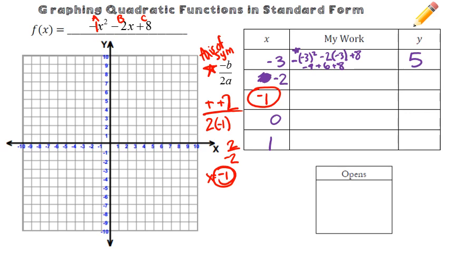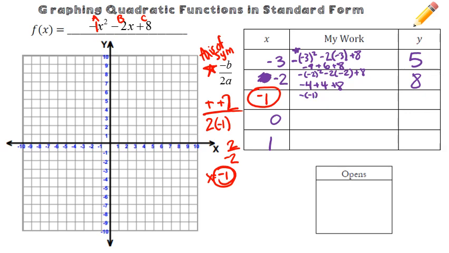Let's take a look at -2. Negative (-2)² minus 2 times -2 plus 8. Negative 2 squared is positive 4. Then I have the negative on the outside. A negative 2 times a negative 2 is positive 4. And then I've got my 8. Negative 4 plus 4 is 0. 0 plus 8, 8.